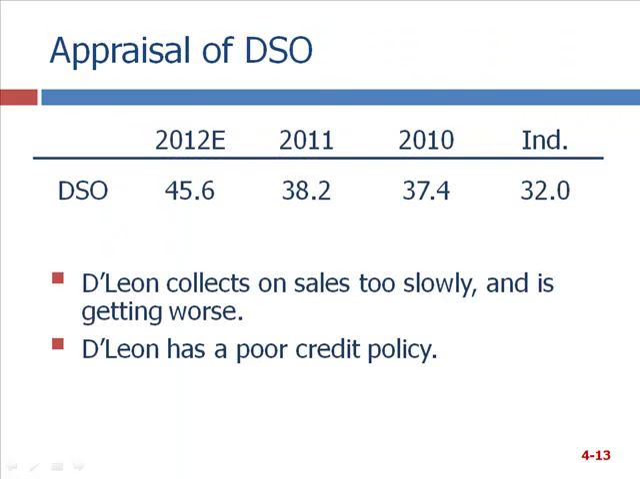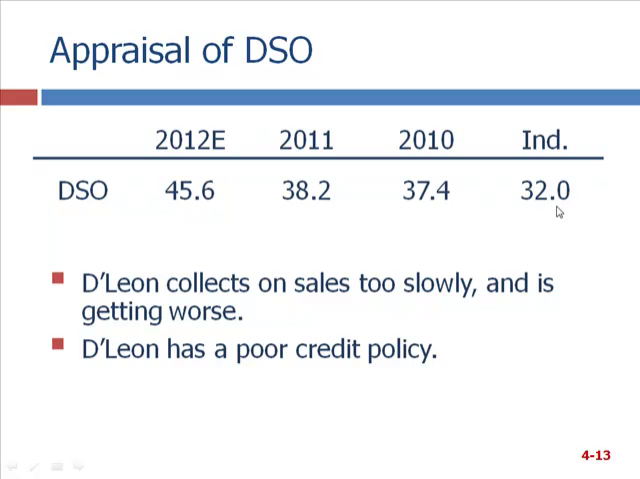Let's take a look. A couple of years ago, DeLeon was collecting its money in 37 days. That was its DSO. The year after, it took a little bit longer, 38.2. Now, of course, it's looking at 45 or 46 days. That's a lot more, and especially when you consider the industry average is 32 days to collect. This does not look good for DeLeon.